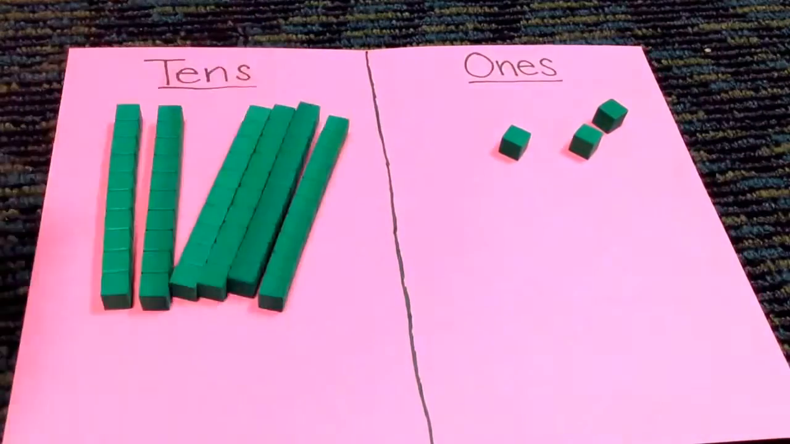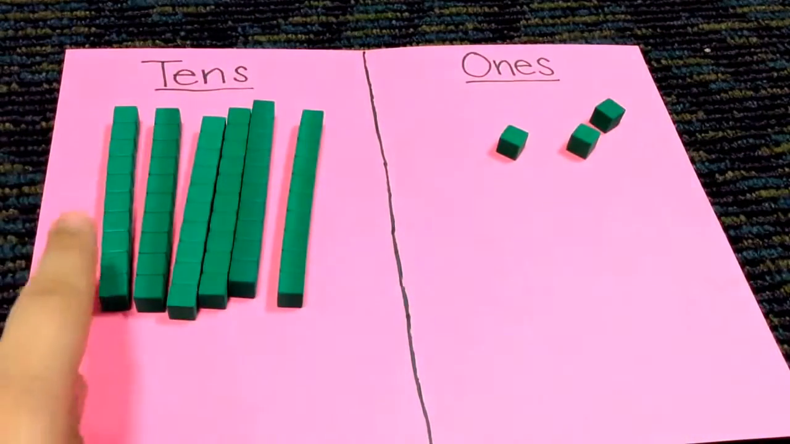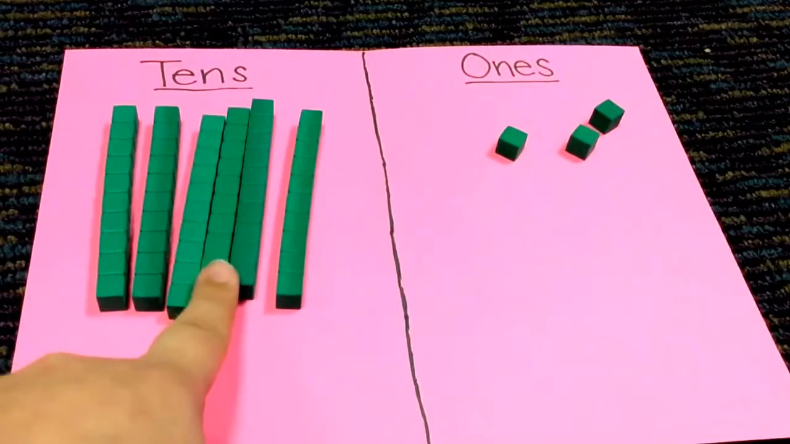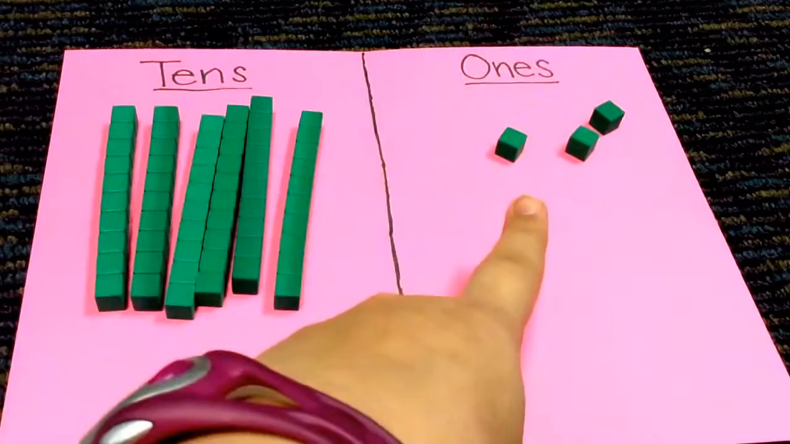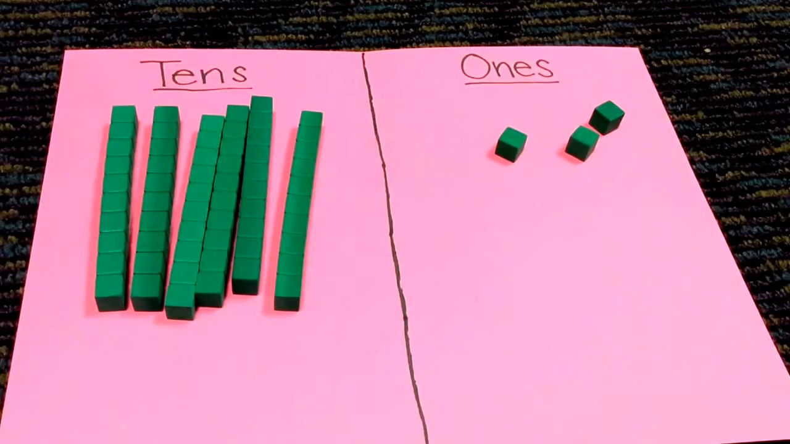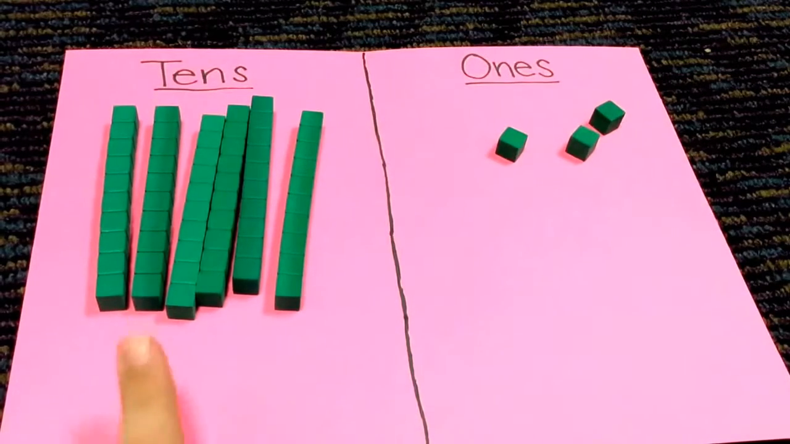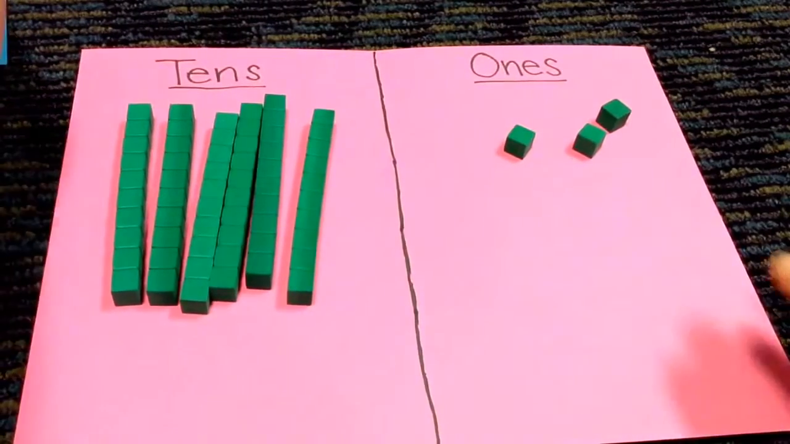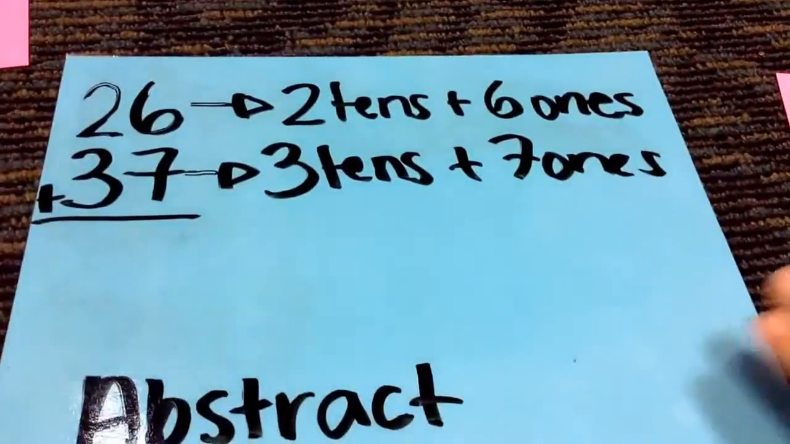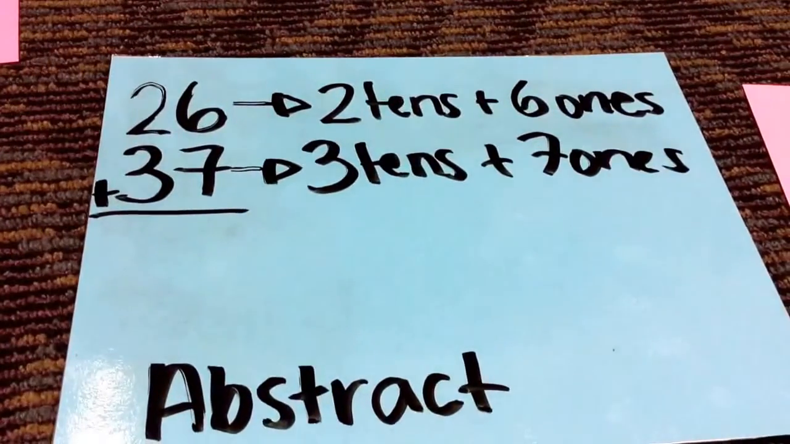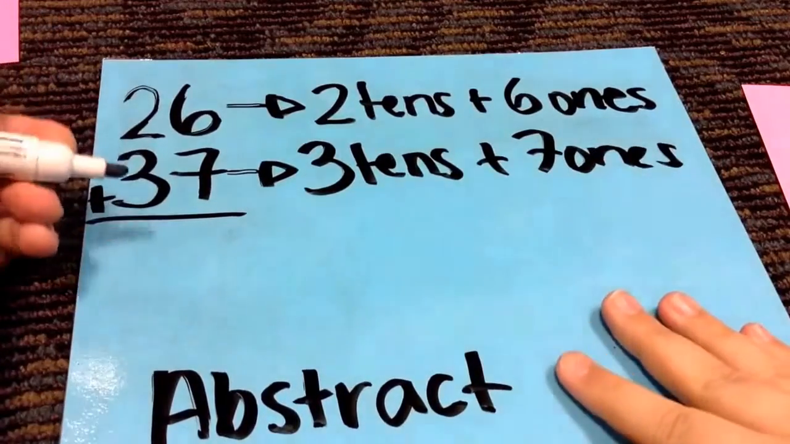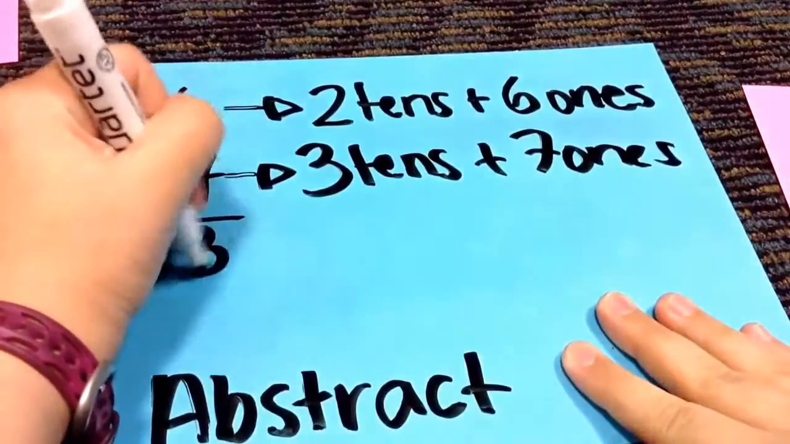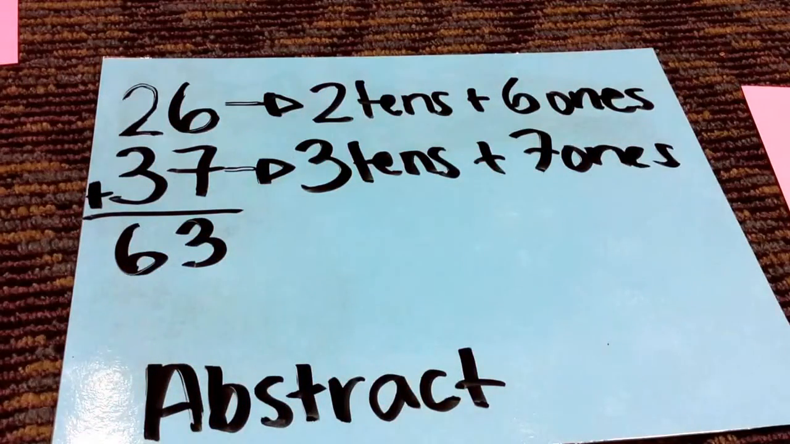Alright, so now let's count to see our answer. We have 1, 2, 3, 4, 5, 6 tens, and by subitizing we can tell there are 3 ones, 3 blocks in the ones category. So overall our answer is 63. So let's come back to our abstract chart, and we can now say with confidence that 26 plus 37 is 63. Alright.